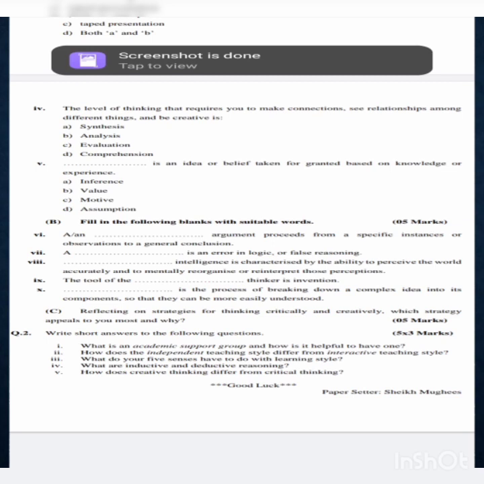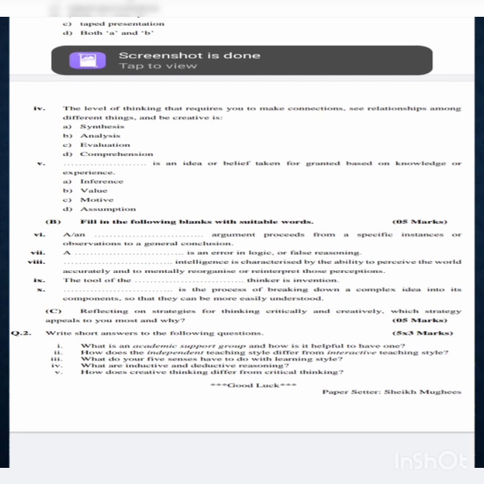Then comes part C. It is a question reflecting on the strategies of thinking critically and creatively. Which strategy appeals to you most and why? Now, question number 2 contains some short questions. Write short answers to the following questions.